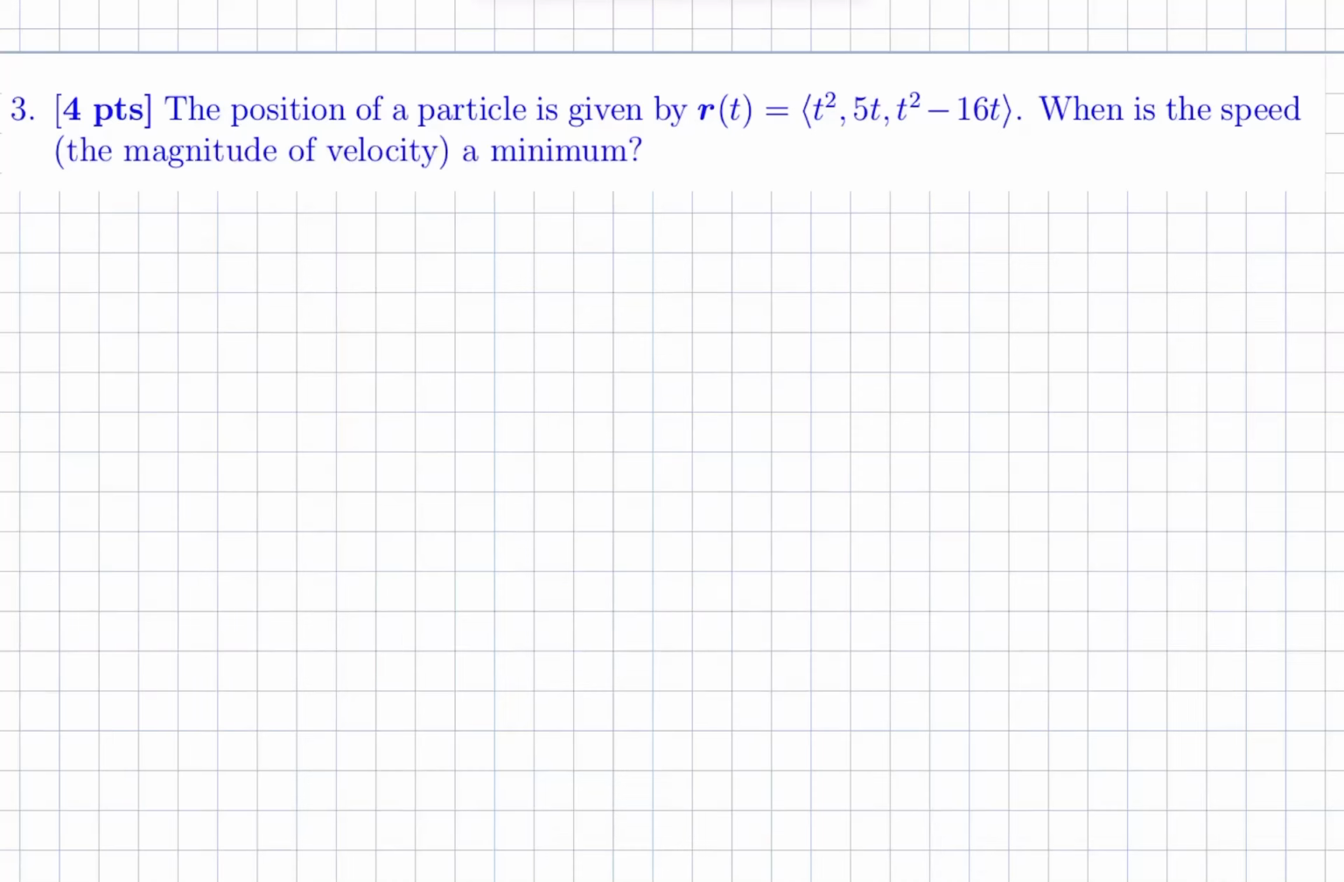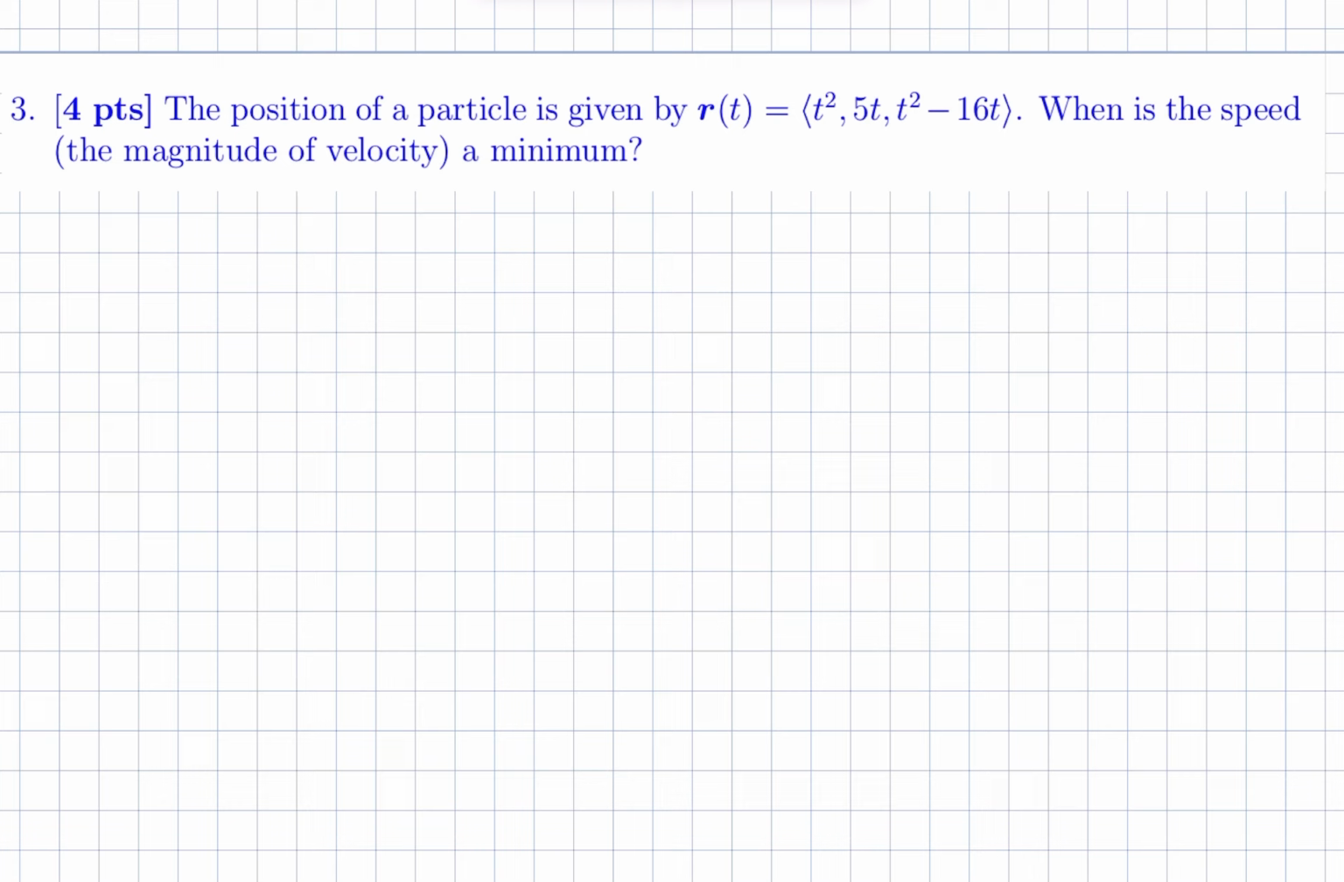Hey guys, in this video we're given the problem where the position of a particle is given by r of t, which equals t squared, comma 5t, comma t squared minus 16t. So they're asking us, when is the speed, or the magnitude of the velocity, at a minimum? So we have to understand that we're given the position.